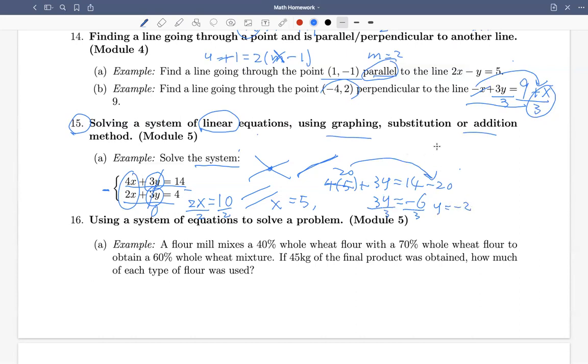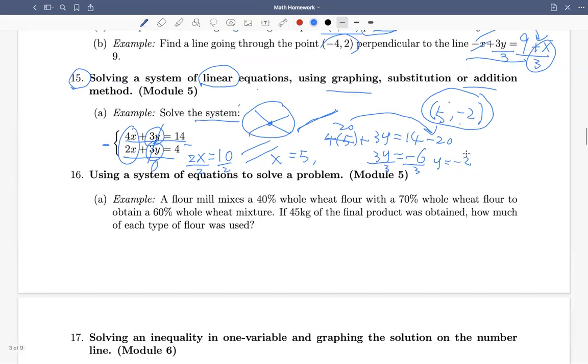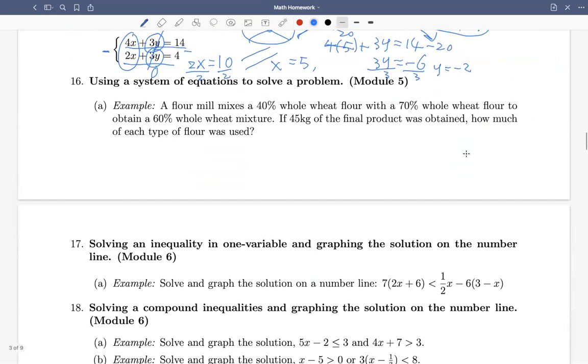So we have one solution, which means one point. The x value is 5, the y value is -2. So this is the solution for this system. That's the first situation: the two lines meet at one point, and the point for this one is (5, -2). Okay, now let's see 16.